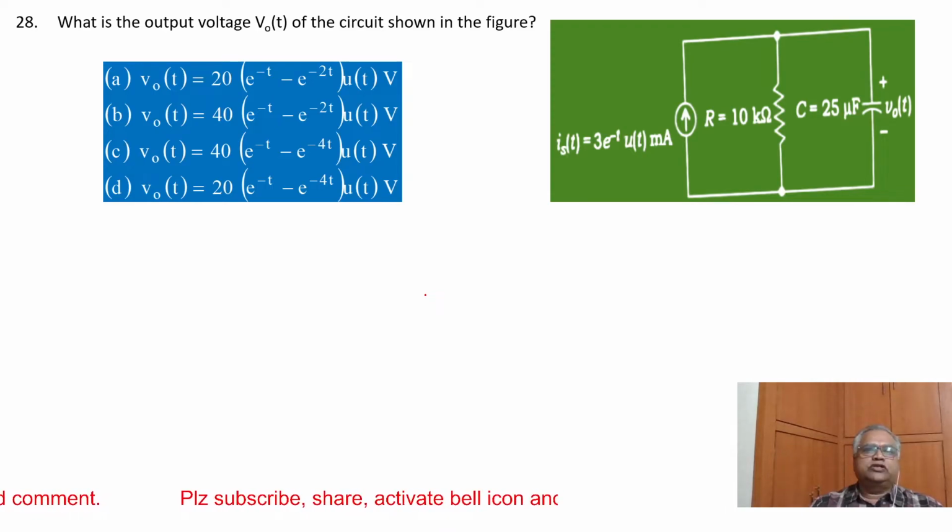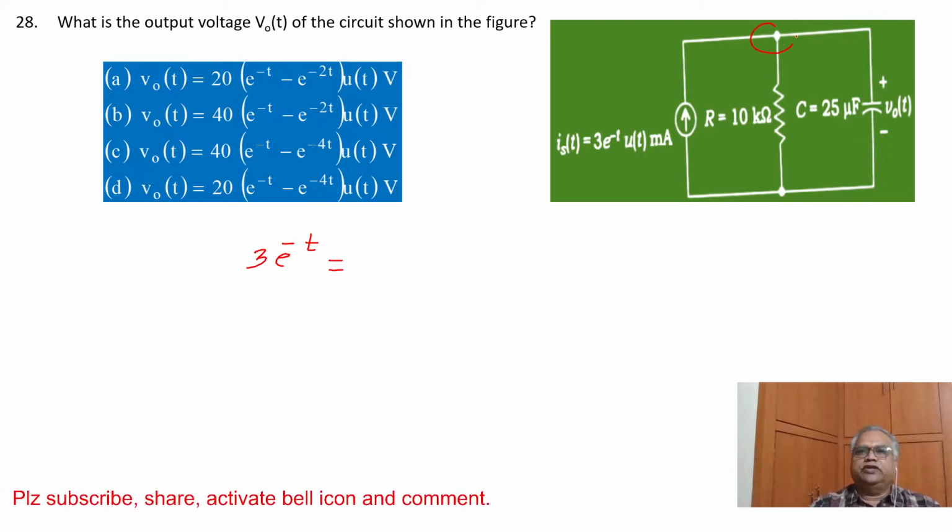What is the output voltage V0 of the circuit shown in the figure? Here RC is connected in parallel, but the input is a current source. Input is a current source. So this also, the elimination method you can't apply. You have to solve. So what is the nodal equation if you write? 3 e power minus t is the current, which is equal to, the voltage here is V0, and this is entering and leaving. What is leaving here? V0 by 10K.